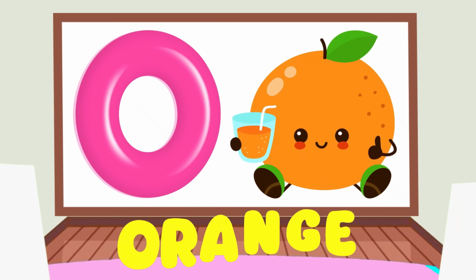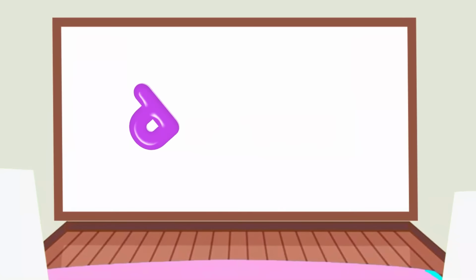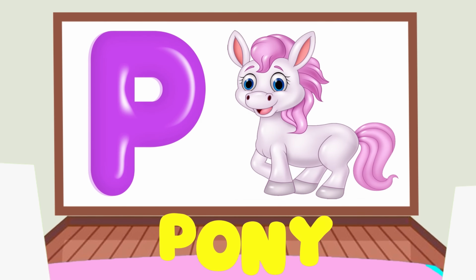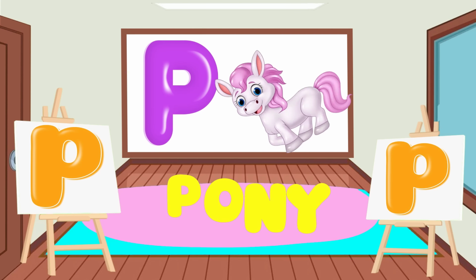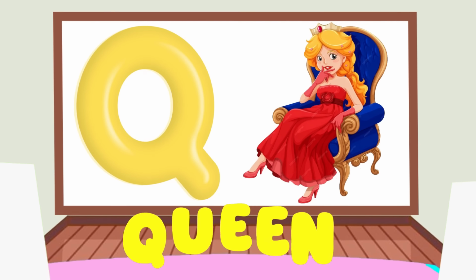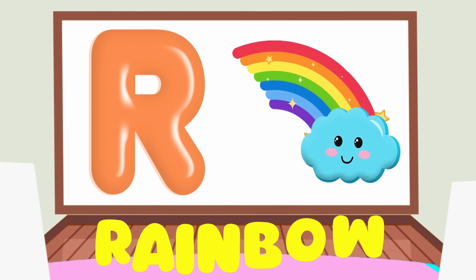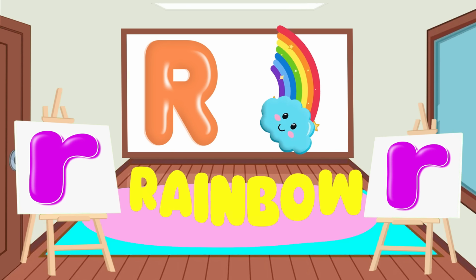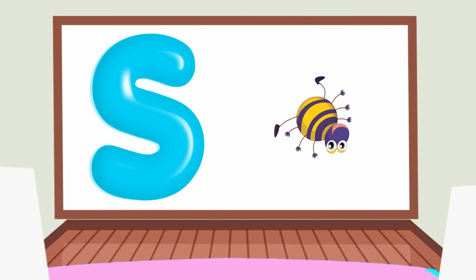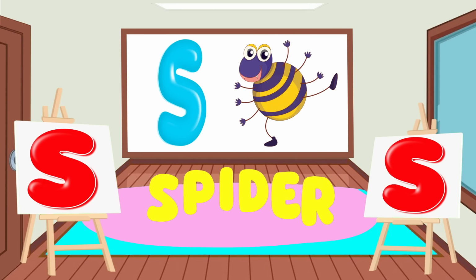N, needle. O is for orange. P is for pony. Q is for queen. R is for rainbow. S is for spider.